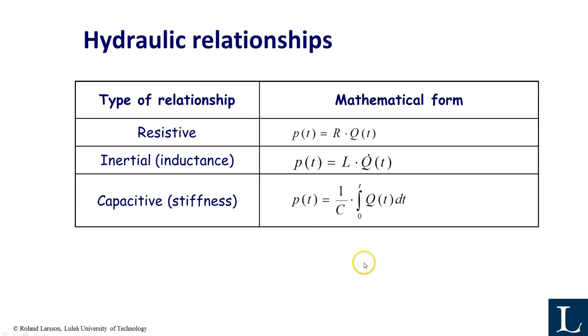So, to summarize the hydraulic relationships, resistance is simply the direct proportionality constant between the pressure and the flow. The inertia is the relationship between the pressure and the time derivative of the flow, and capacitance or stiffness is the pressure and the integral of the flow. Or, more typically, we see it as the flow as a time derivative versus the time integral.